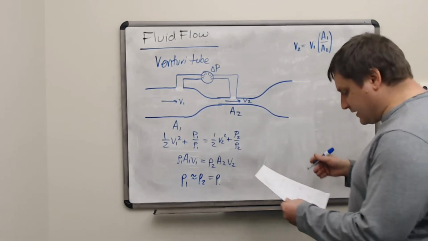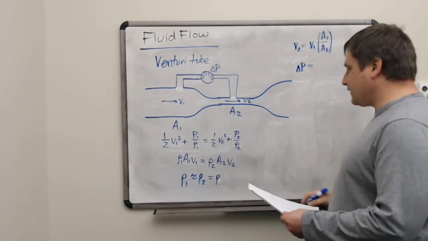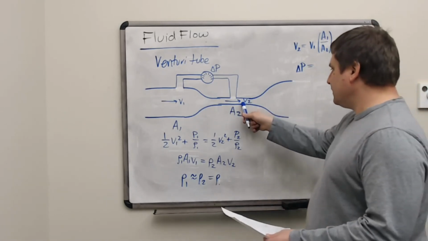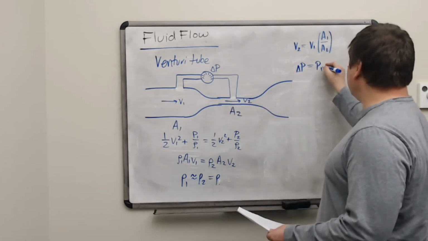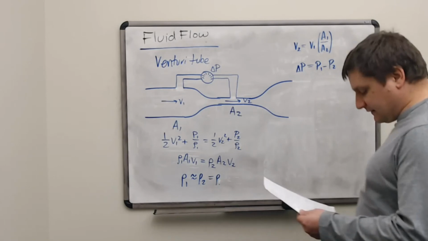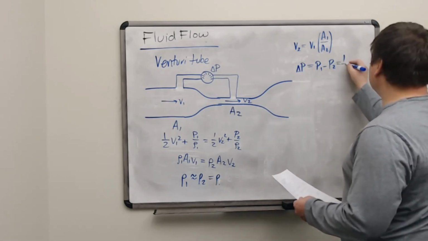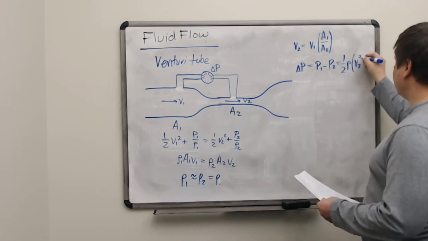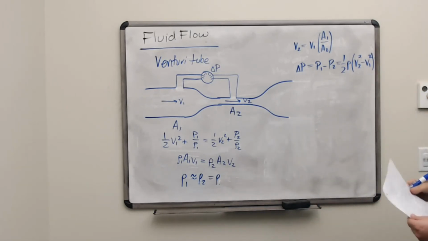The second thing we can solve for is the delta P. Using Bernoulli's equation, note that V2 is larger, so P2 is going to be smaller. So our delta P is P1 minus P2. That's a positive difference, and that's going to equal 1/2 rho times V2 squared minus V1 squared.